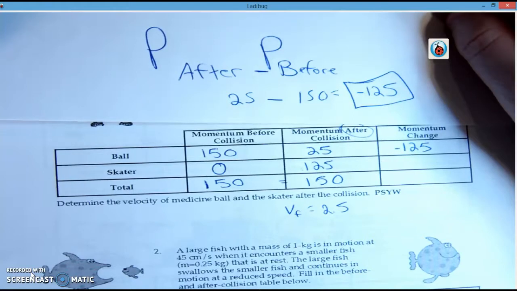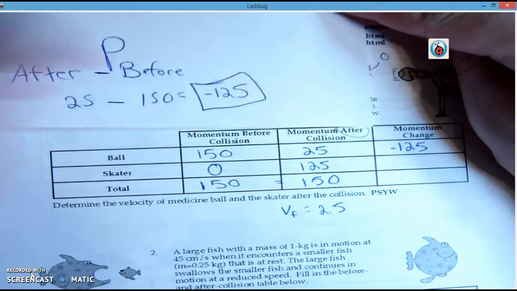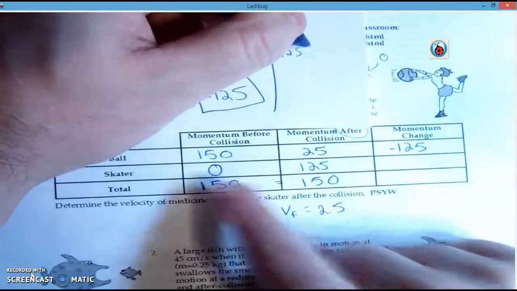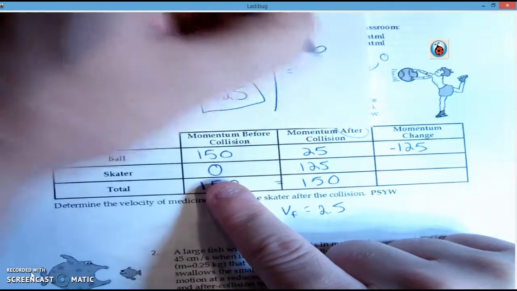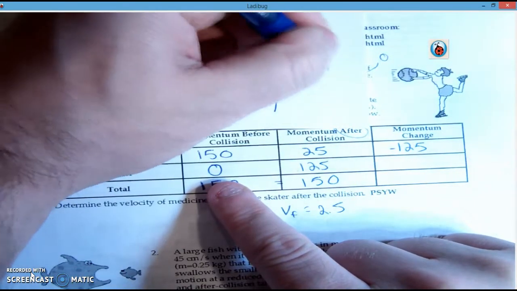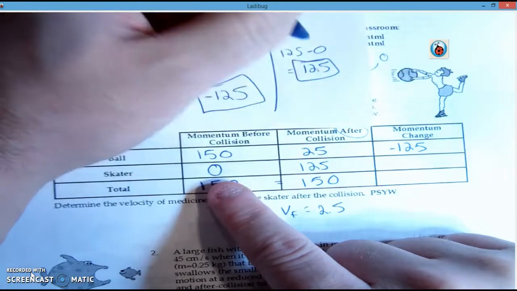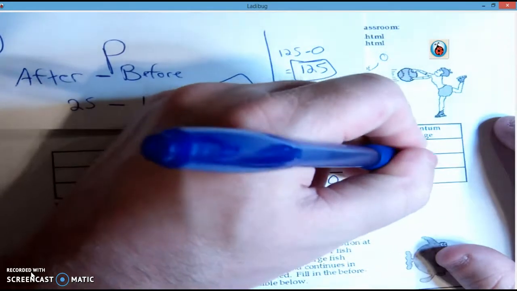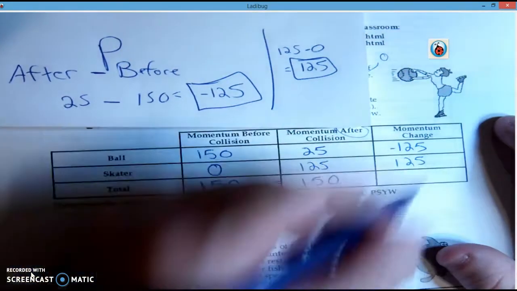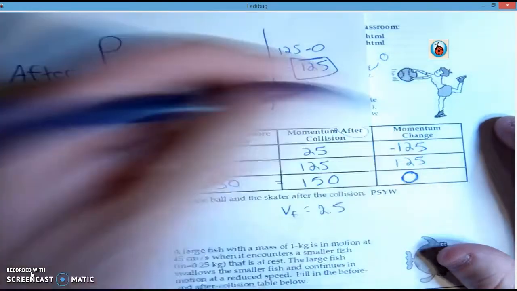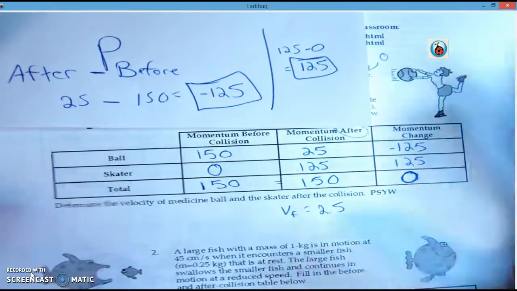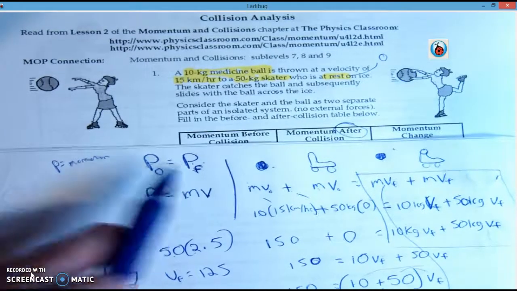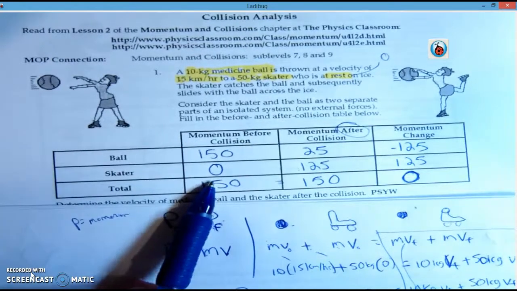Now the skater was at rest. So the skater's momentum after was 125. Before was at rest, so that's 0. So the skater's change in momentum is positive 125. Which makes sense because there should be no overall momentum change. Which means the total change in momentum of the system was 0, right? Momentum in equals momentum out. So remember our formula should be equal. So started with 150, ended with 150.